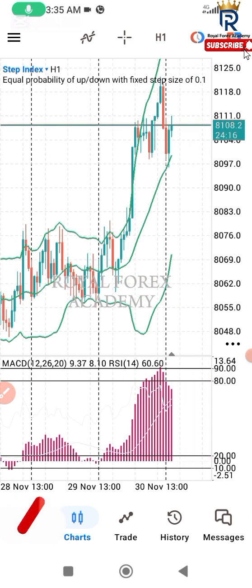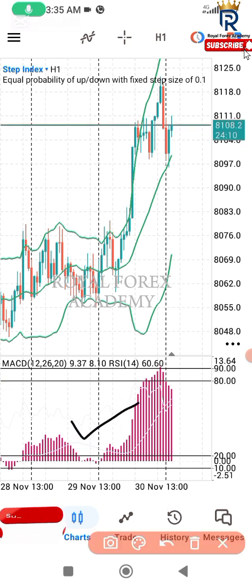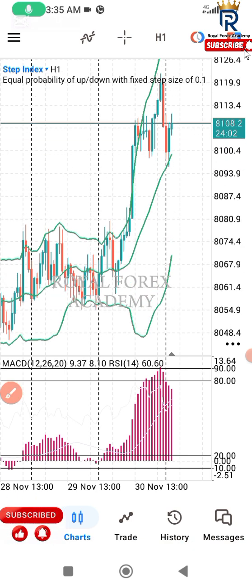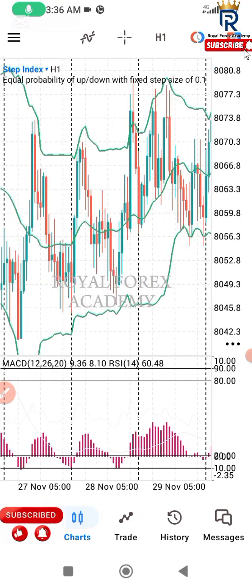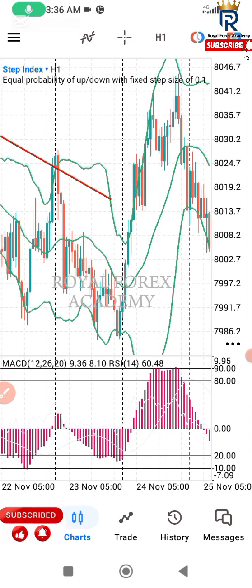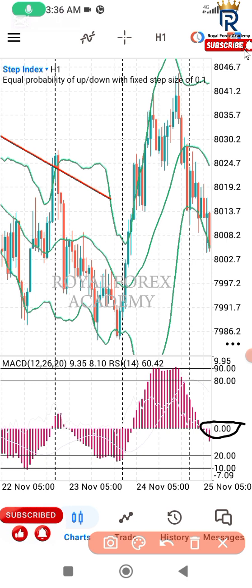So how do we now take advantage of our MACD indicator? This is our indicator window, our MACD indicator. So what do we want to see? First, you need to pay attention to the zero level of the MACD. Alright, so look at this. Here is the zero level of the MACD. It simply means that when price is at this zero level of the MACD, price is in equilibrium.